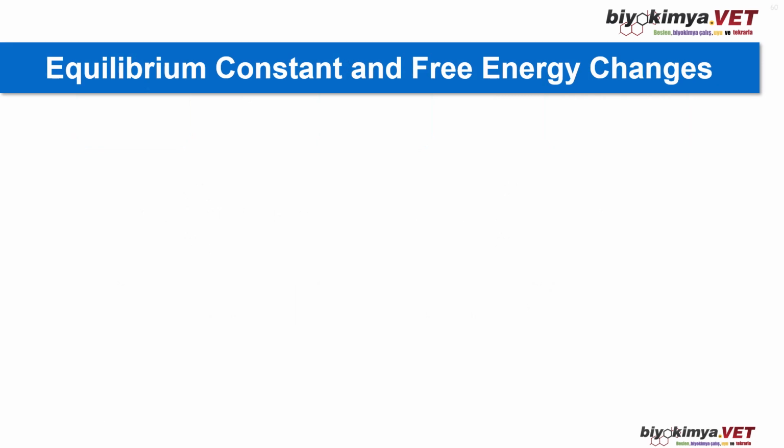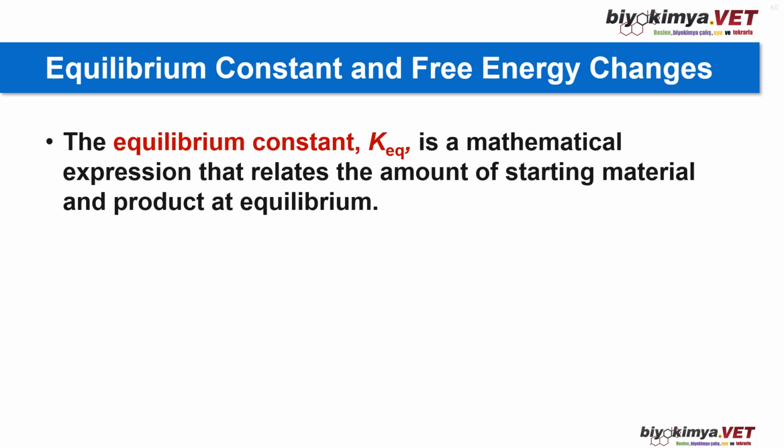Equilibrium constant and free energy changes. The equilibrium constant, which is represented as K, or K eq, K meaning constant, is a mathematical expression that relates the amount of starting material and product at equilibrium. It is another way to evaluate or to assess the chemical equations or chemical reactions.